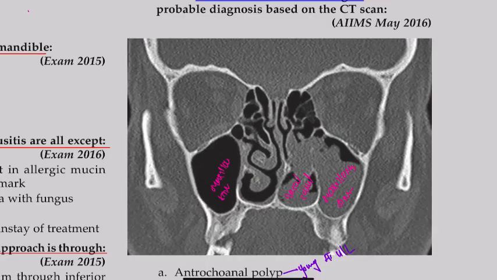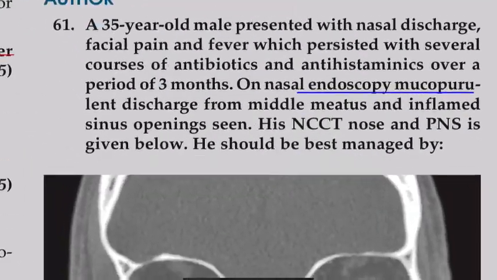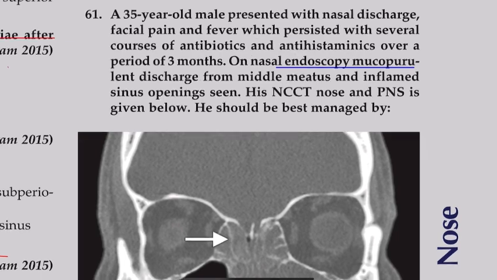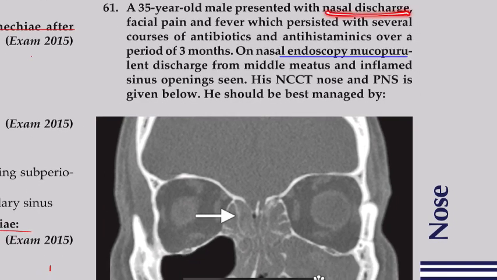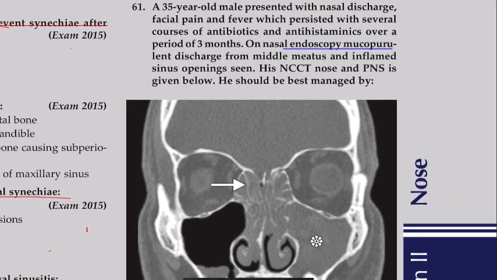Okay, now moving further. A 35-year-old male presented with nasal discharge, facial pain and fever, which persisted despite several courses of antibiotics and antihistaminics over a period of 3 months. On nasal endoscopy, mucopurulent discharge from the middle meatus and inflamed sinus opening is seen. His NCCT nose and PNS is given below. He should be best managed by.